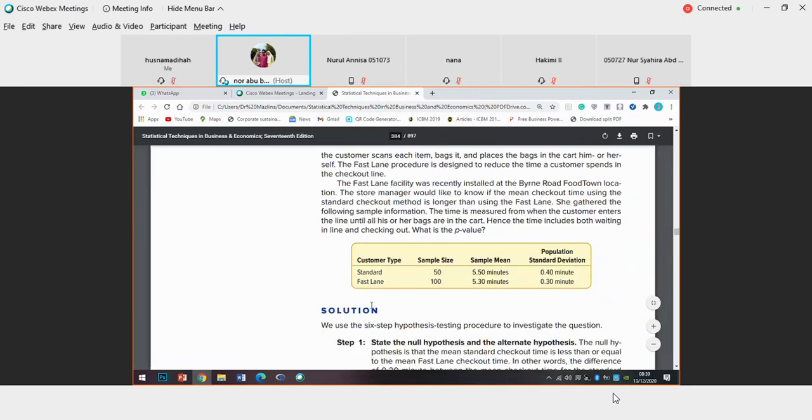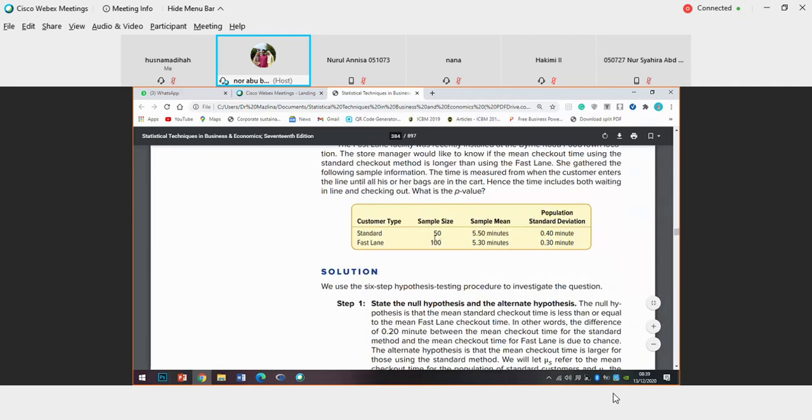Okay, now we have two types of customer. The first type, they use the standard lane, and the second one use the fast lane. We have a sample size of 50 and 100 for each lane, and we have sample mean 5.5 and 5.3 with standard deviation 0.4 and 0.3.